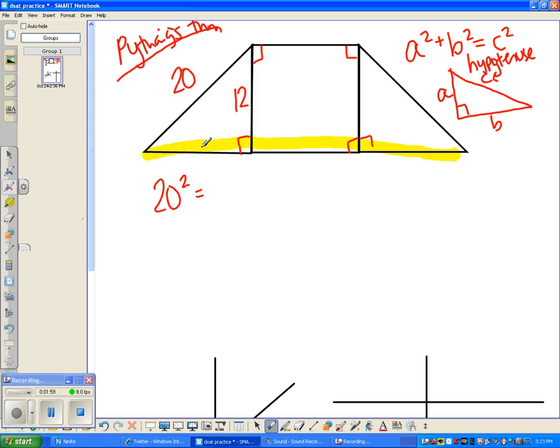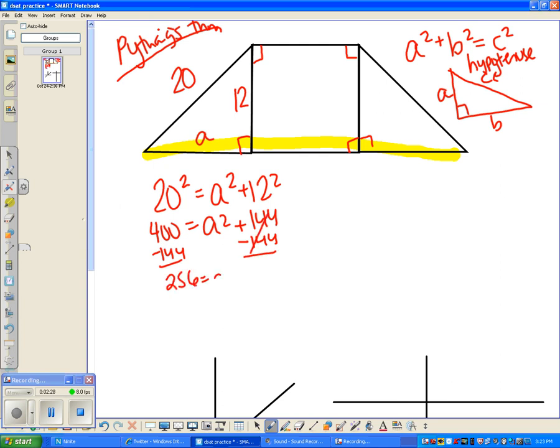It doesn't matter which one's your A and your B. The order of the legs does not matter. So I'll call this A just for good measure. So A squared plus 12 squared. So I have A squared plus my B squared equals my C squared. And then I'm going to solve. 20 times 20 is 400, A squared, and 12 times 12 is 144. Now to isolate my variable, I'm going to have to subtract 144 from both sides, and then I'm going to have 256 equals A squared, and to get rid of this exponent, you're going to have to square root. So this side of the triangle is going to be 16.